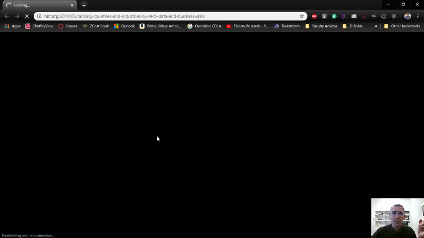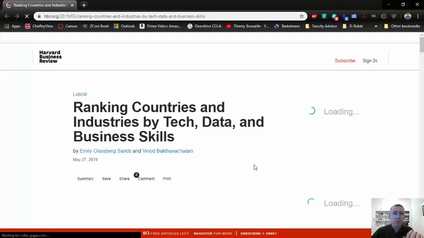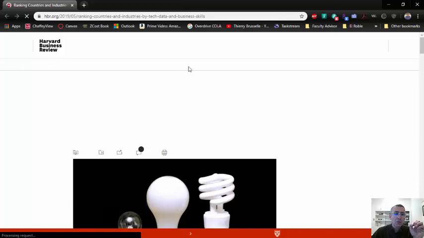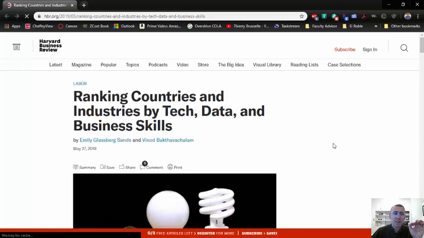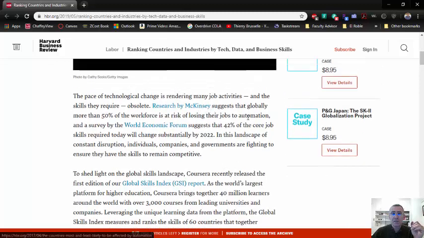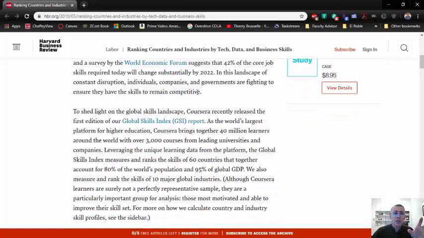Some countries have traditionally ranked pretty high, some are growing. This is an article from Harvard Business Review, using data from, well, I'll just show you. We're ranking countries by tech, by data, and by business skills. And by the way, McKinsey, the biggest consulting firm in the world, suggests that globally more than 50% of the workforce is at risk of losing their jobs to automation. And so they talk about that. Again, this is where the global skill set and technology play a role.